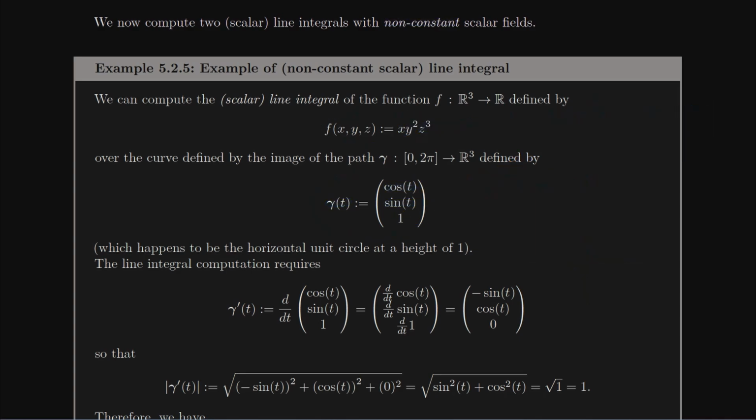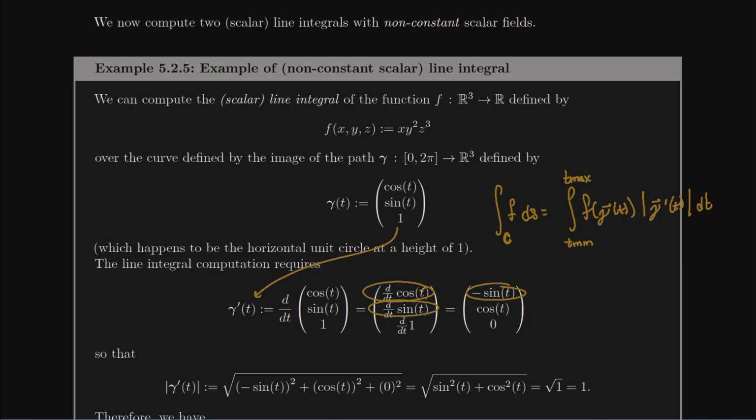Well, to do that, let's just set up the integral. The integral of f over this curve ds is going to be the integral from t min to t max of f of gamma of t, now multiplied by the magnitude of the derivative of gamma dt. So once again, we'll need that magnitude of the derivative. Let's go ahead and compute a derivative of gamma. I'll do a derivative of cosine, which is negative sine. I'll do a derivative of sine, which is cosine. I'll do a derivative of 1, which is 0.